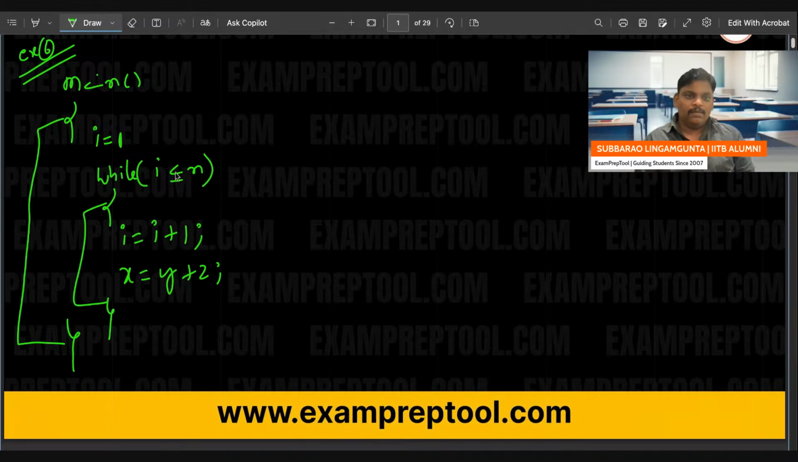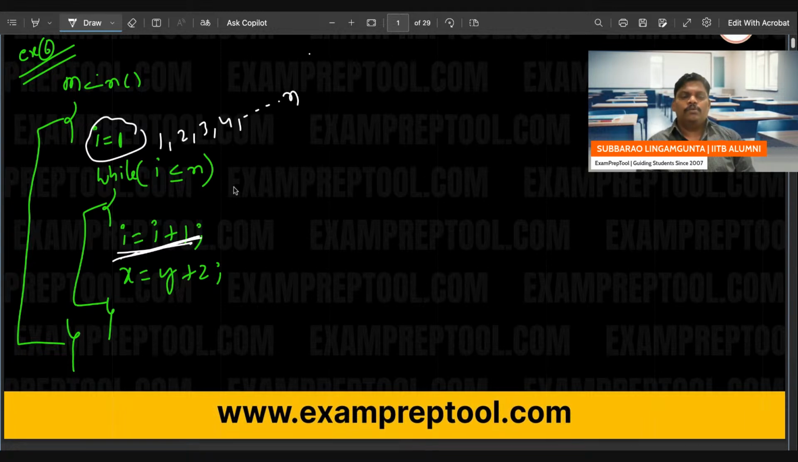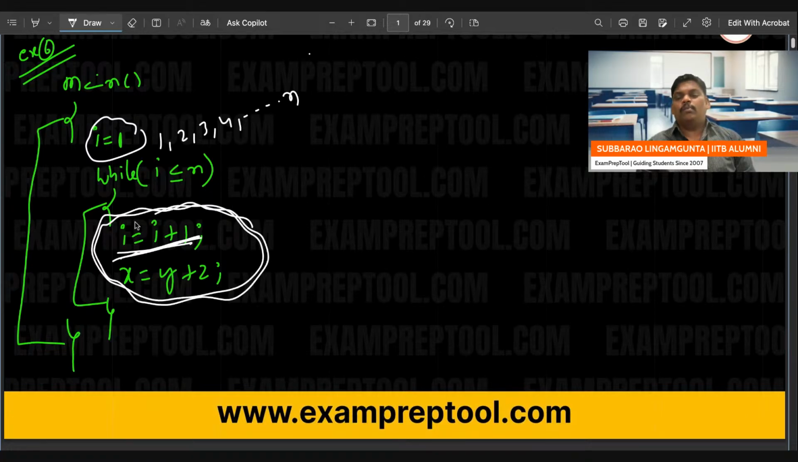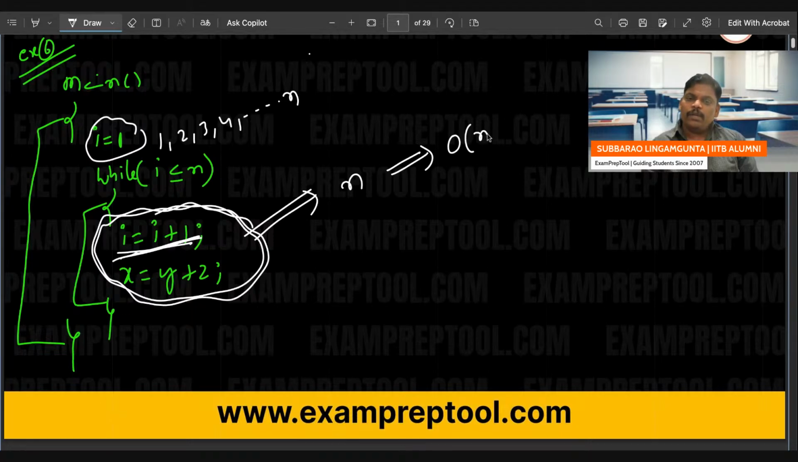How? Let's see. The i value starts from 1. Afterwards, every time i is incrementing by 1. So i becomes 1, 2, 3, 4, and so on, going up to n. For every i value, you are coming inside the loop, so it goes on n times. Time complexity means how many times this loop is going on. I think n times. So time complexity is big O of n.